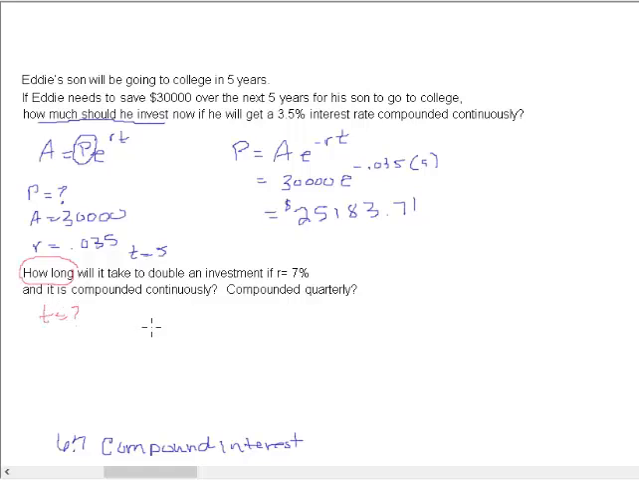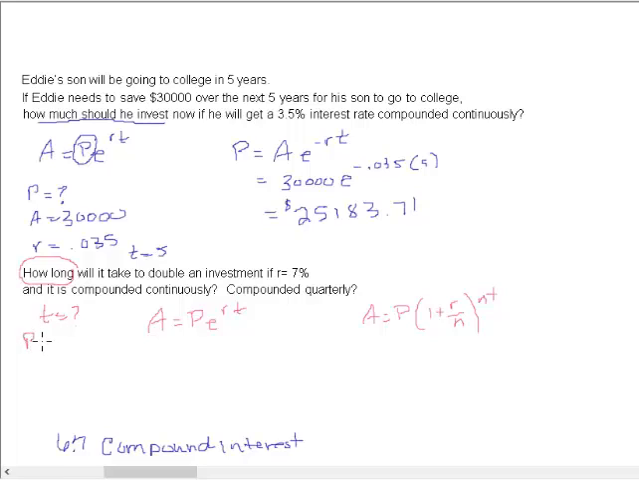All right, so for the compounding continuously, I'm going to use A equals P times e to the rt. And for the compounding quarterly, we have to use the big formula. Okay, so how long will it take? We're looking for t to double an investment. So remember, we did one like this in class.